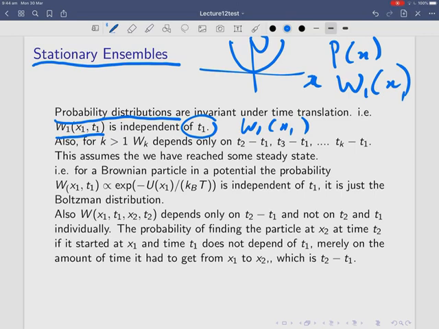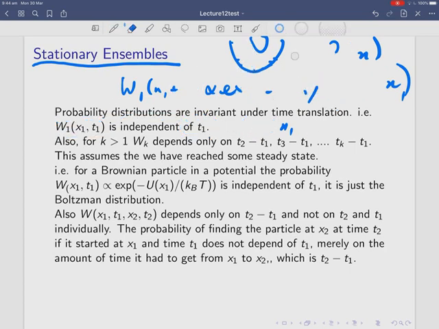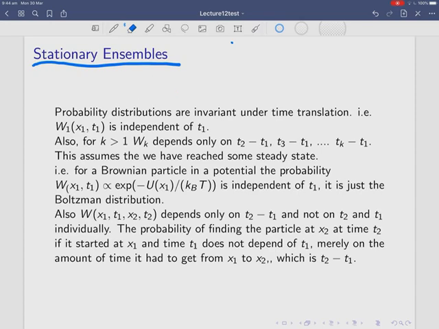Okay, if it's in equilibrium, then you know what W1(x1) is. W1(x1), we'll put the time t1 there as well, is proportional to exp(-U(x1)/kT). You know that's a Boltzmann distribution, so you already know what that is, and that's stationary. It's independent of time. Okay, so let's write out some of the stuff here. And what more can we say here?